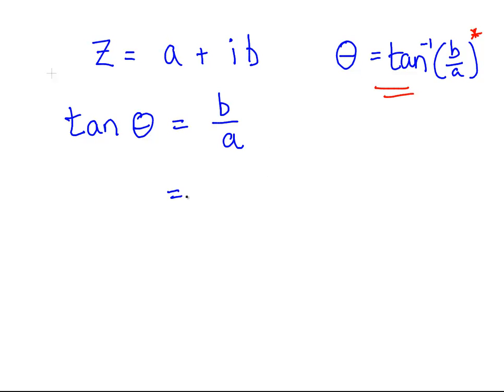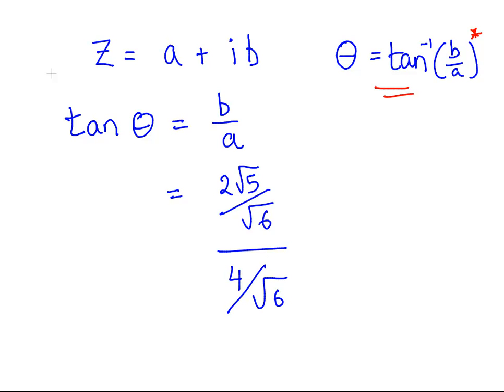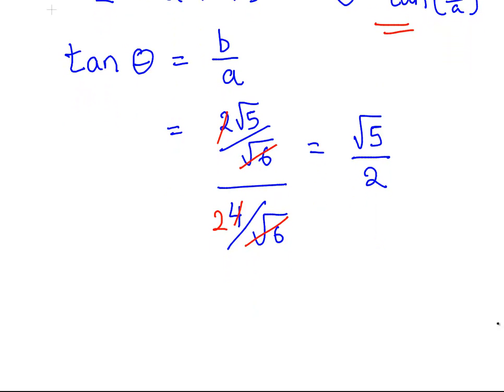So that is equal to 2 square root of 5 over the square root of 6 divided by 4 over the square root of 6. Well, the square roots of 6 cancel out. Grand. 2 and 4 cancels out to 2. So we have square root of 5 over 2. Now, this is a bit of calculator work, but you should find that theta equals 0.841 radians.